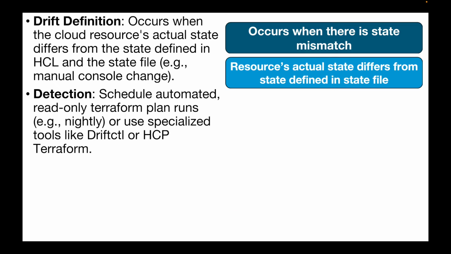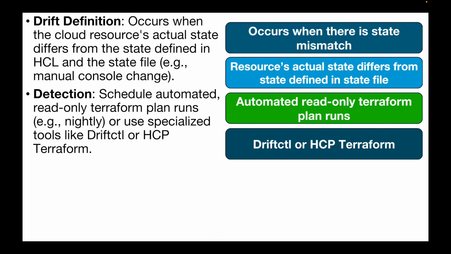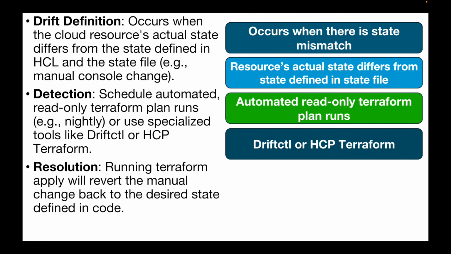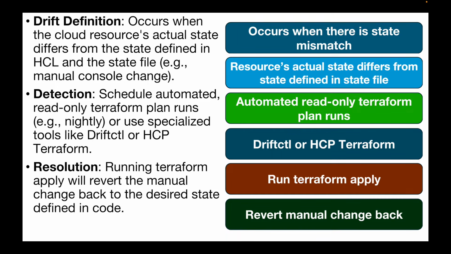So you can schedule automated read-only Terraform plan runs every night, or use specialized tools like driftctl or HCP Terraform. Running terraform apply will revert the manual change back to the desired state defined in the code. All right, so basically Terraform will make the necessary changes when you run the terraform apply command. But the rule of thumb is, if you're using Terraform, never make manual changes to your resources in the console or via CLI. Always make the changes using Terraform code.